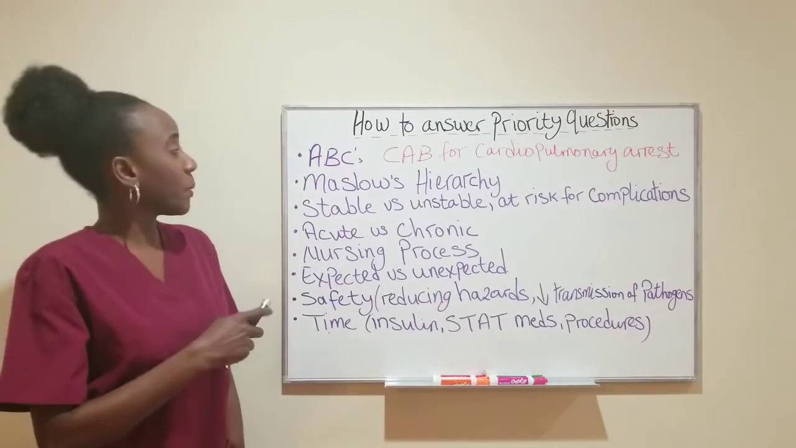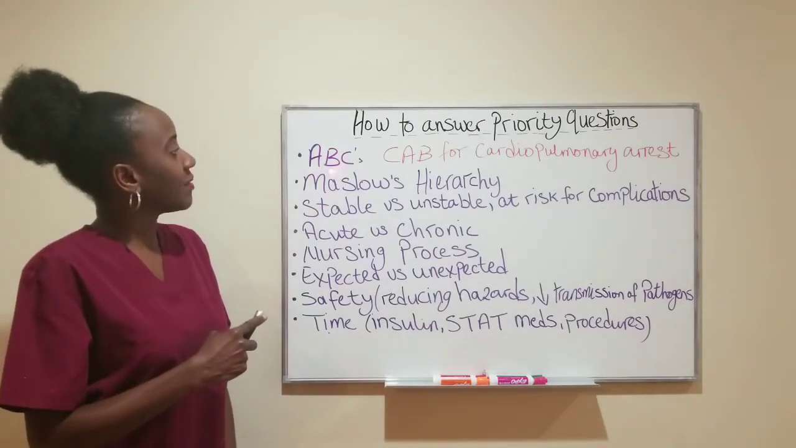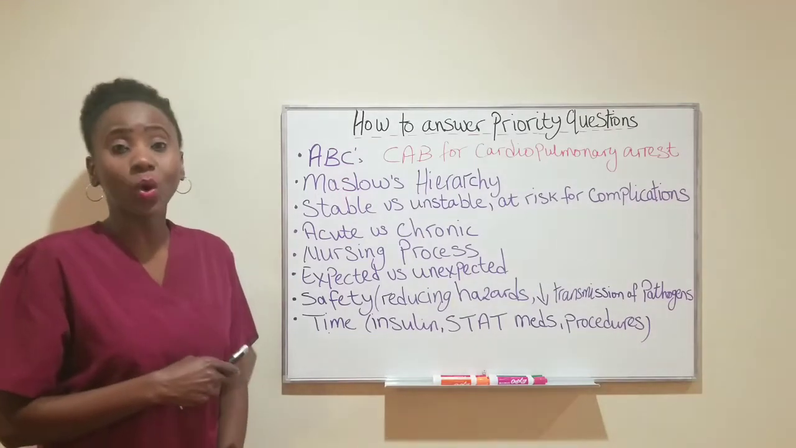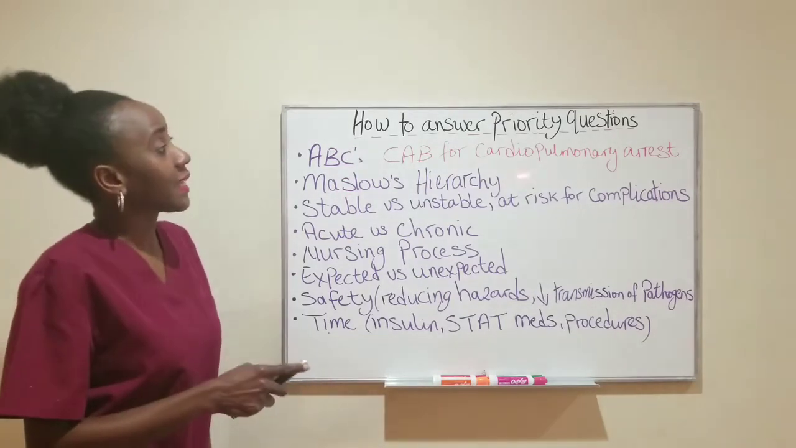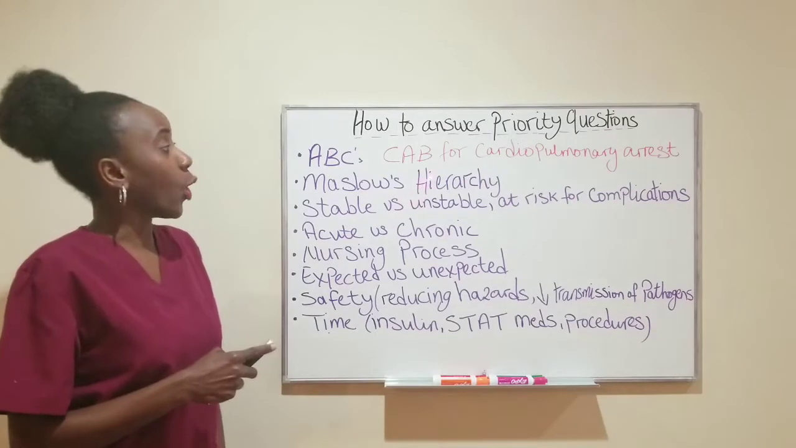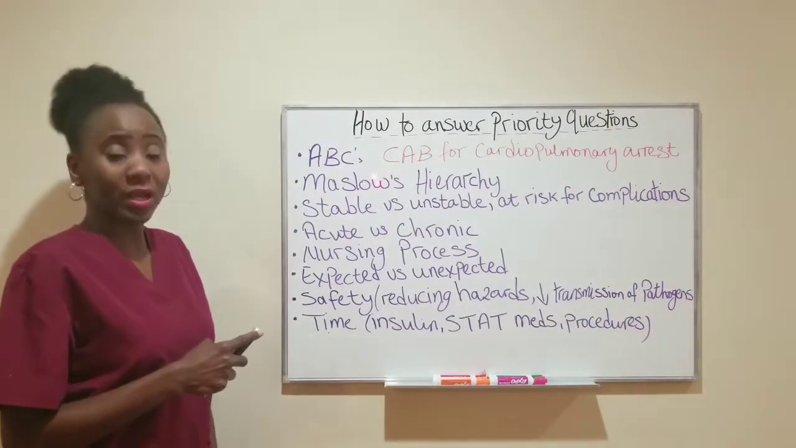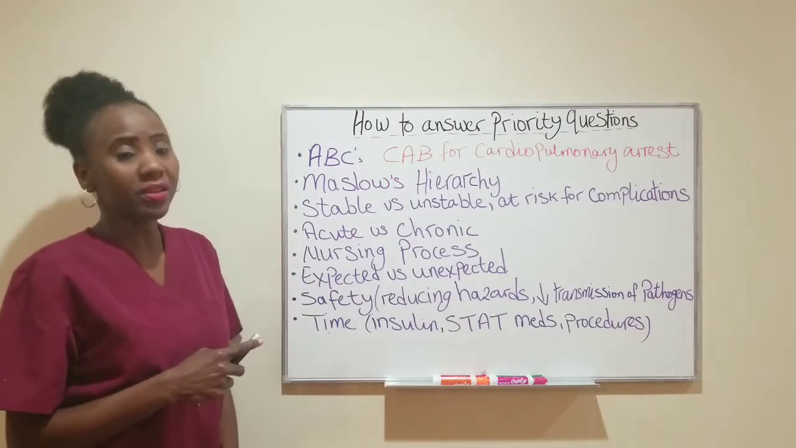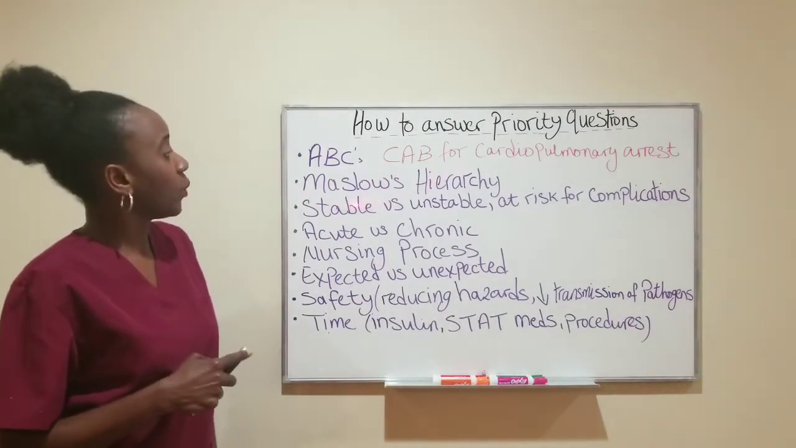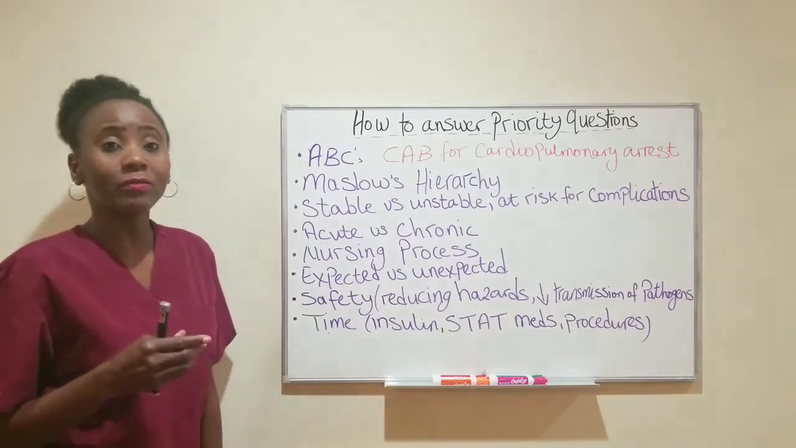So we would attend to the patient's airway, then their breathing, and then circulation in that order. If the patient is in cardiopulmonary arrest, the order is reversed, so it would be CAB, which stands for compressions, airway, and breathing. Another strategy that we use is Maslow's hierarchy of needs.